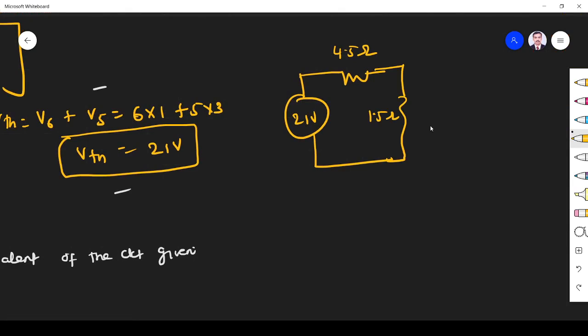So this is the equivalent circuit, the Thevenin circuit. If you want I, just find 21 by 6, which is 7 by 2, 3.5 ampere. That is the current flowing through this. So this is the equivalent circuit, and this is the current flowing through the circuit.